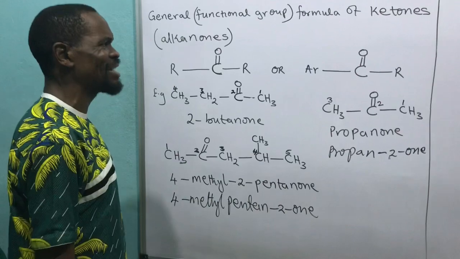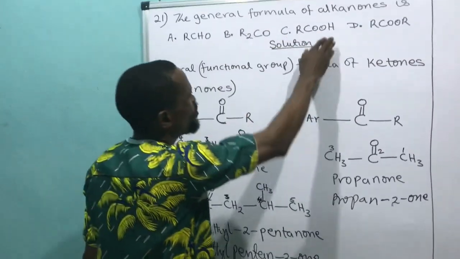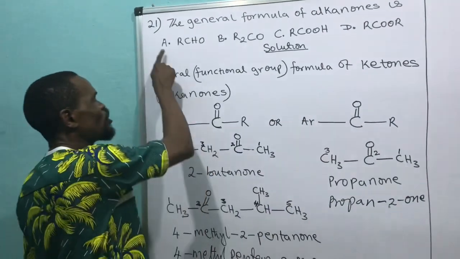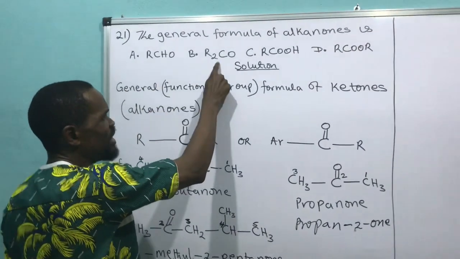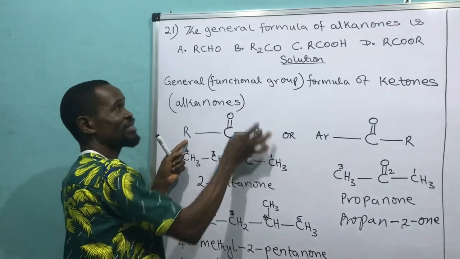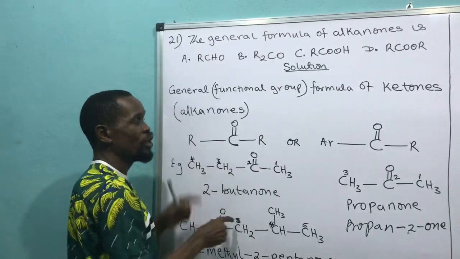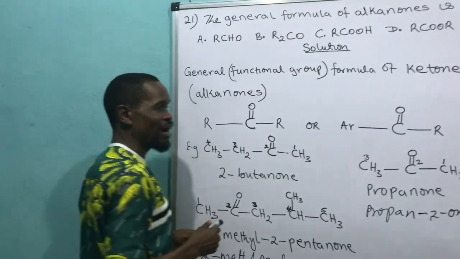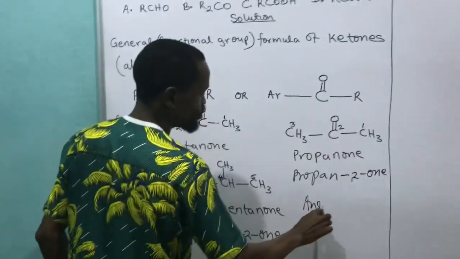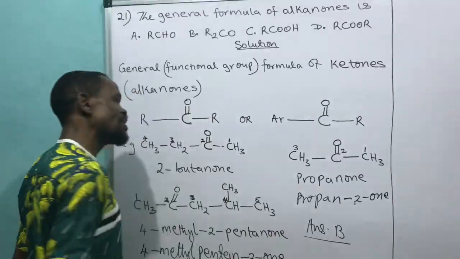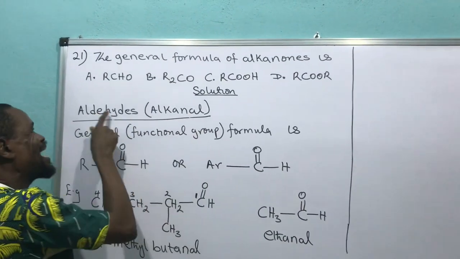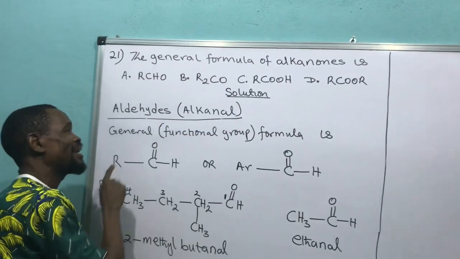From this, we can answer the question. The question says, what's the general formula for what? Alkanone. And I can see that option A is off, option B is the correct one. Look at it: aliphatic, 2 aliphatic and CO. This CO stands for this. Therefore, I can now say my answer is option B. This is aldehydes, which we call alkanal. Aldehydes is also known as alkanal.